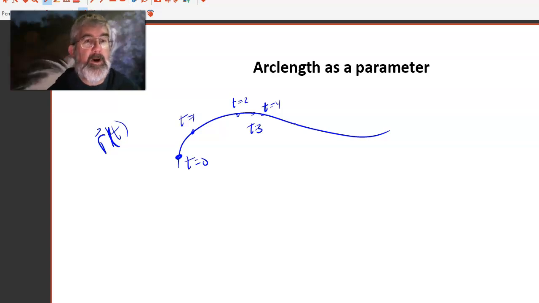You're going to have to do that arc length integral that we did in the previous video, the integral from 0 to 5 of the length of the derivative function, the speed, right? Well, what if instead of time, what if my parameter was distance moved along the curve?